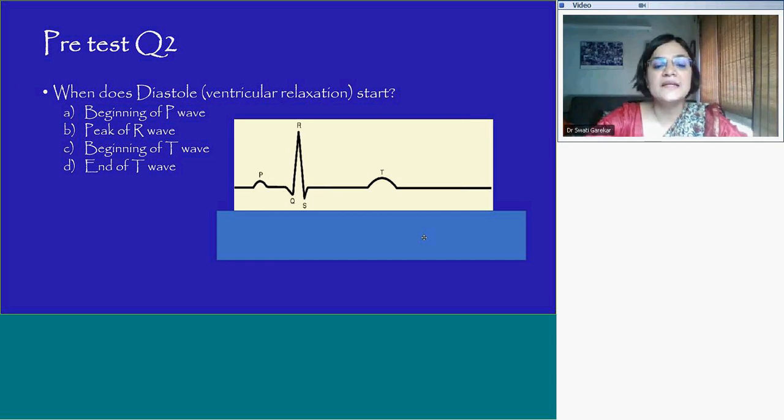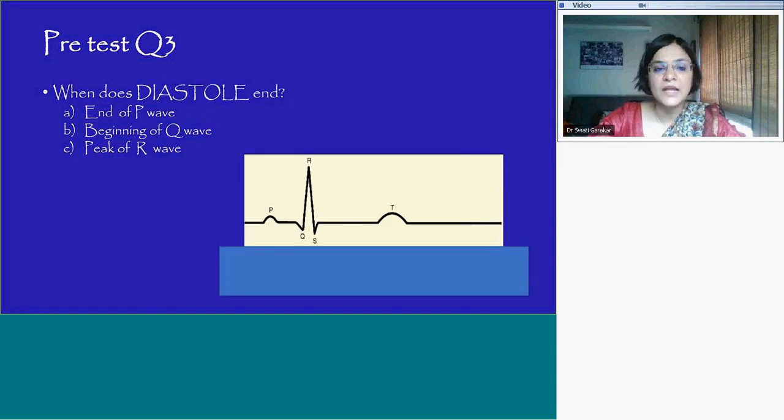Next is diastole. That's when ventricular relaxation starts. You have an ECG tracing given over here. Where does diastole start? Does it begin at the beginning of the P wave, at the end of the R wave, at the T wave, or the end of the T wave? On this, I'm not going to demand an answer. Somebody says beginning of T, somebody says end of T. I see the answers there. So you figure out by the end of this talk, I hope.